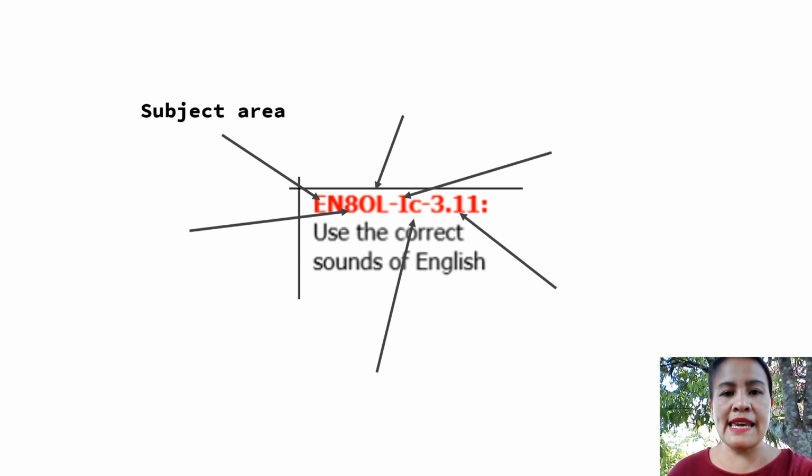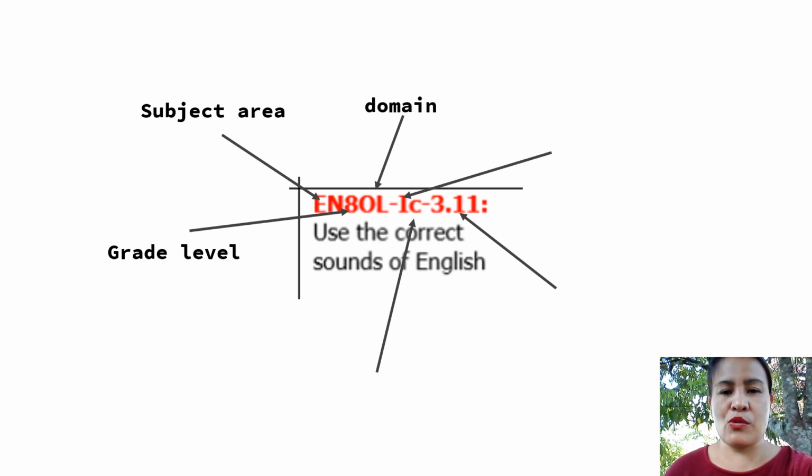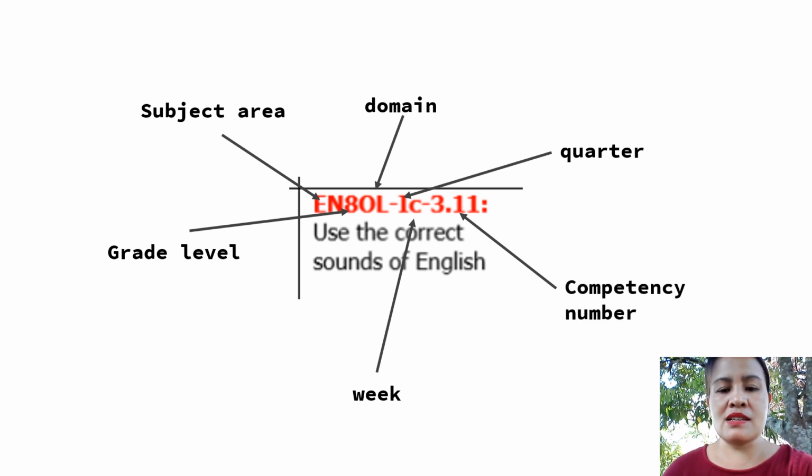For additional knowledge, I have included the different parts of the competency code. So we have here EN, that is the subject area, which is English. The number 8 is the grade level. OL is the domain, which is oral language and fluency. Then we have here Roman numeral number 1, that's the quarter, which is quarter 1, followed by a small letter, which is the week. So if it's C, that's the third one. And the last there is the competency number, which is 3.11.